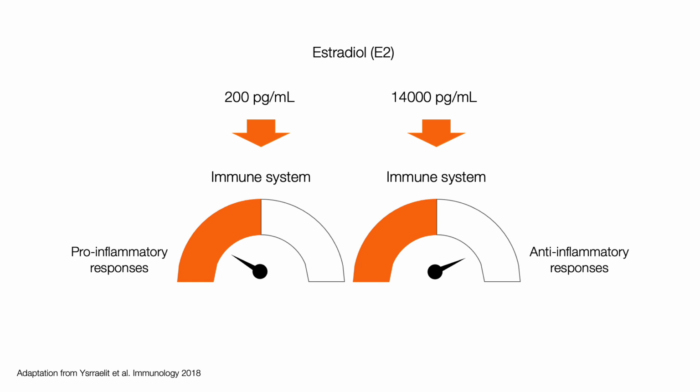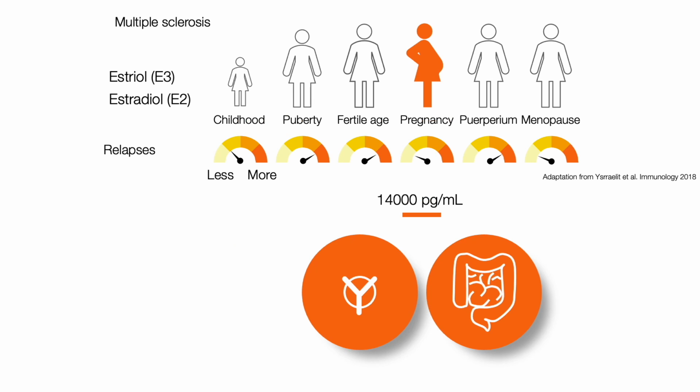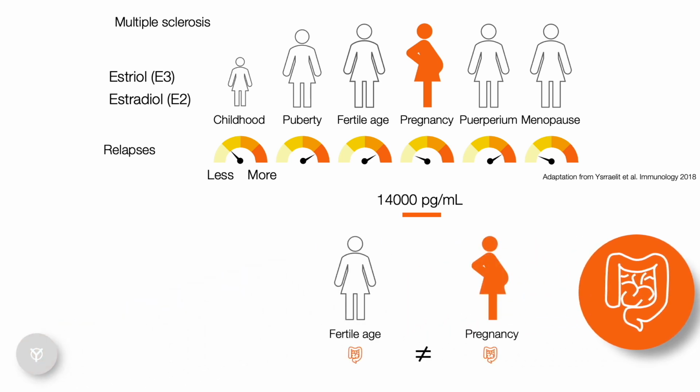Estradiol could therefore have completely opposite effects on the immune system depending on its concentration. The combination of estrogens during pregnancy also seems to have an important effect on the intestinal microbiota, by facilitating the growth of bacteria that favor the development of relevant regulatory cells so that rejection of the fetus does not occur.